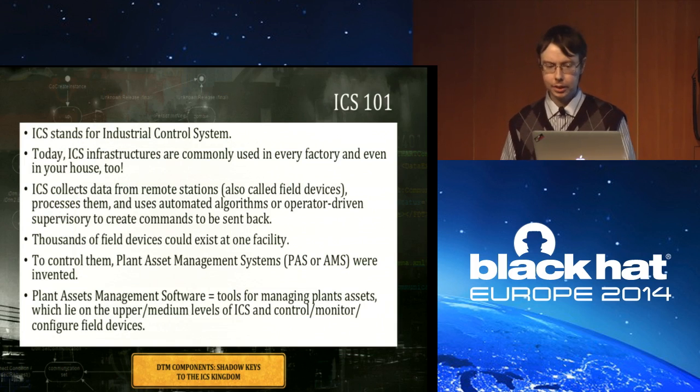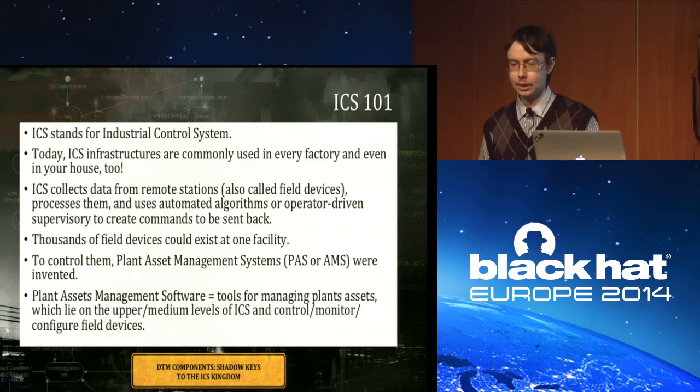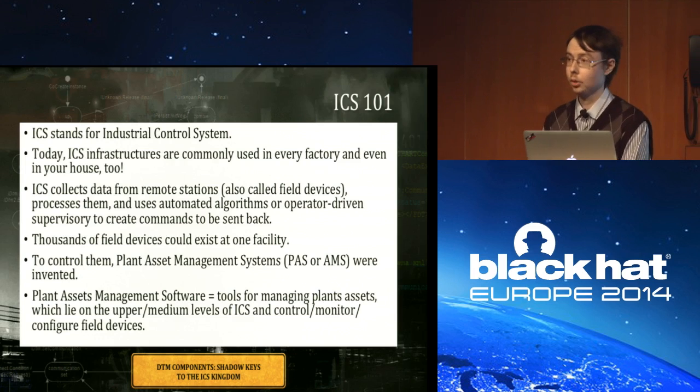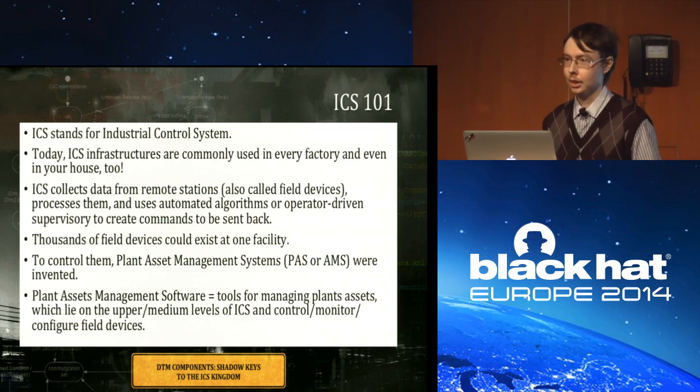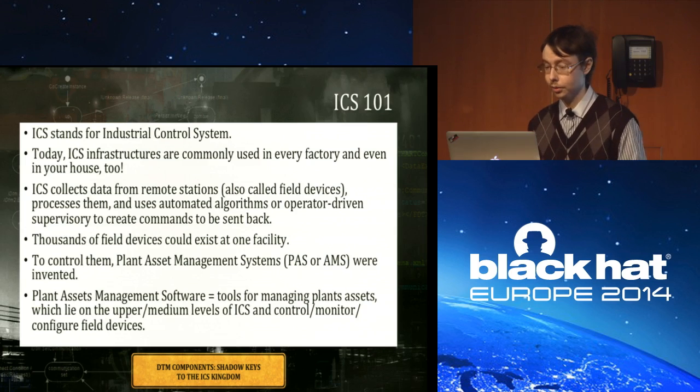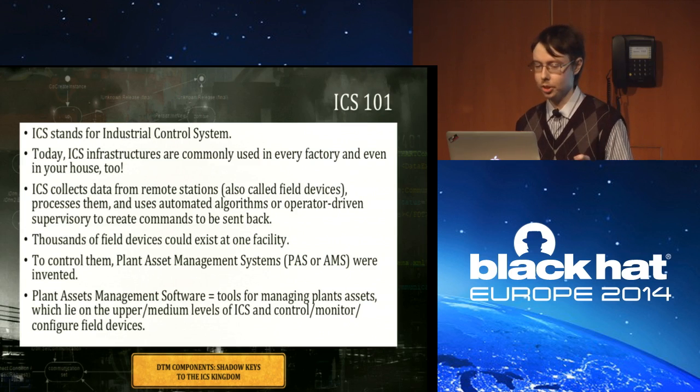Time for some theory. ICS, as you may know, stands for Industrial Control System. Today, ICS infrastructures are commonly used in every factory and even in your house too. ICS usually collects data from remote stations, also called field devices, transmitters, or remote terminal units or tools, processes it, and uses automated algorithms or operator-driven supervisory control to create commands to be sent back to the field devices.